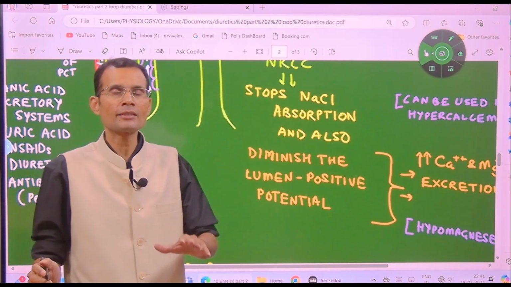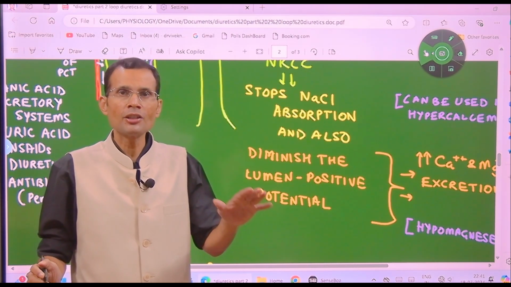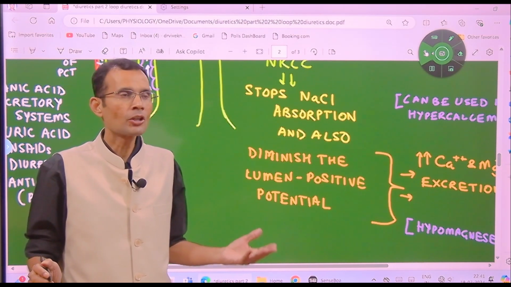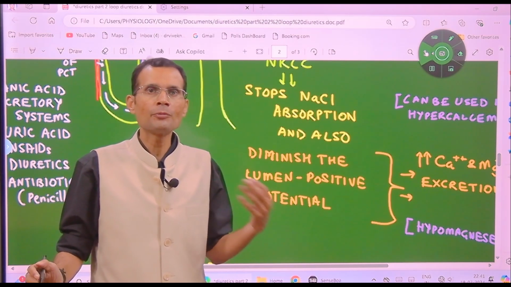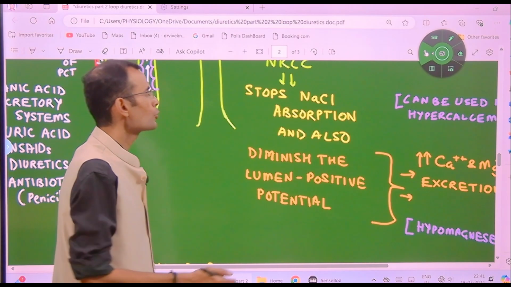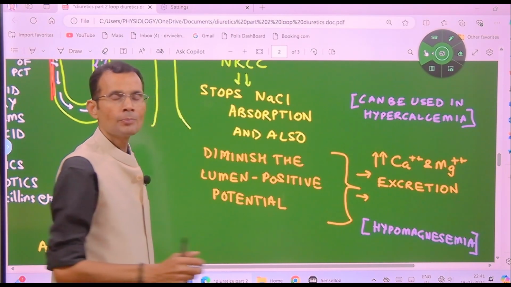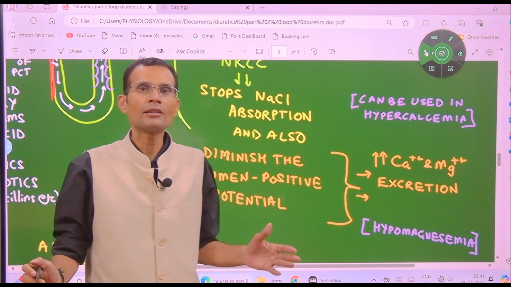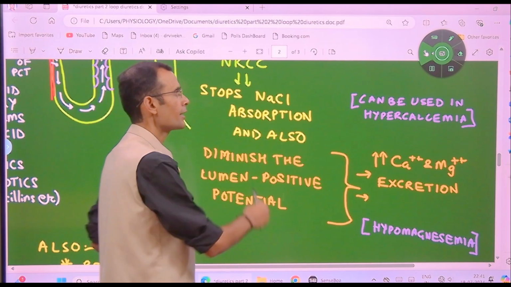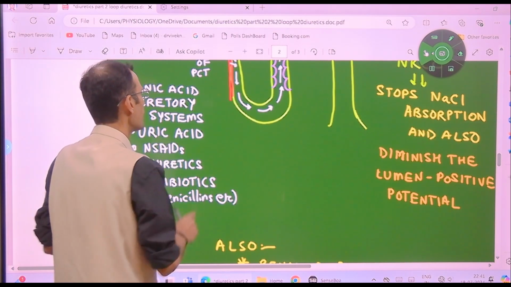I tell you, hypercalcemia is a potentially dangerous condition because the calcium can get deposited in various important organs. So a rapid removal of calcium is sought in certain conditions of hypercalcemia. Loop diuretics can help there.